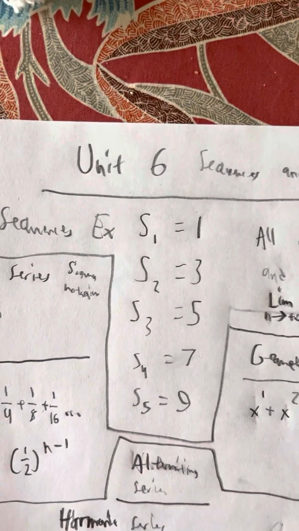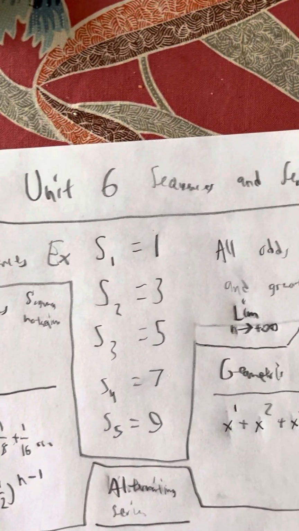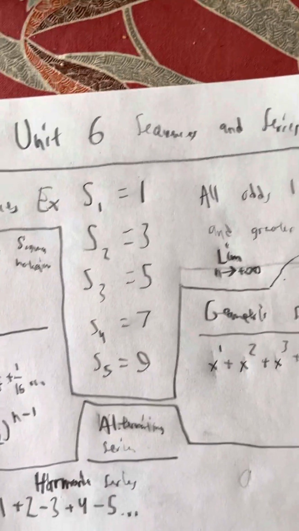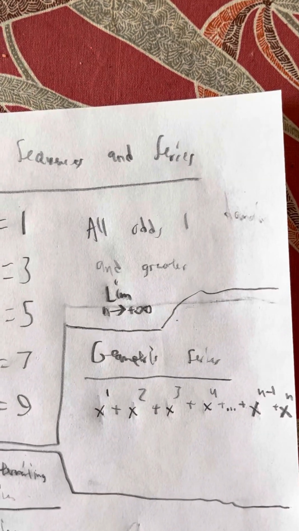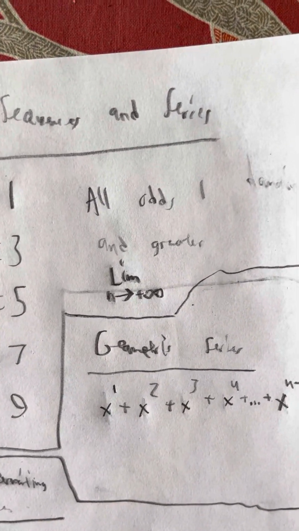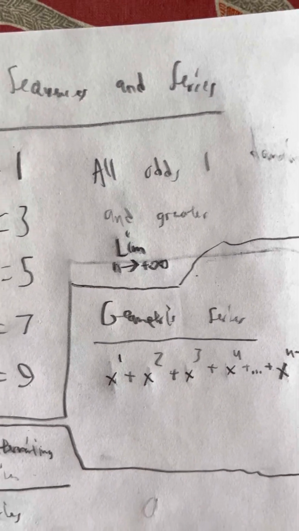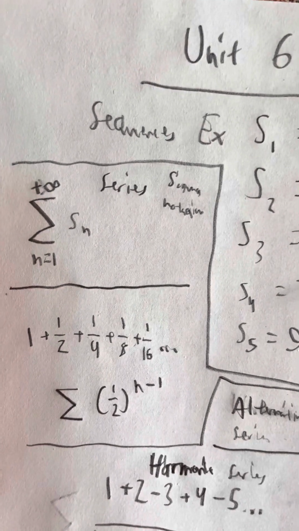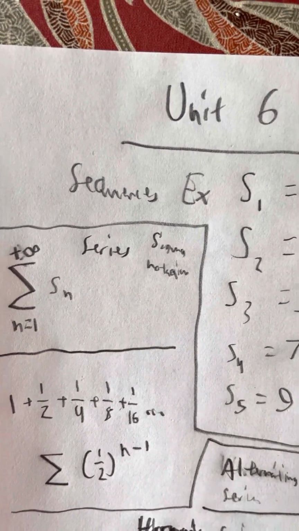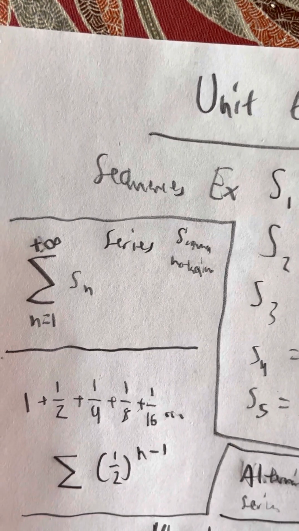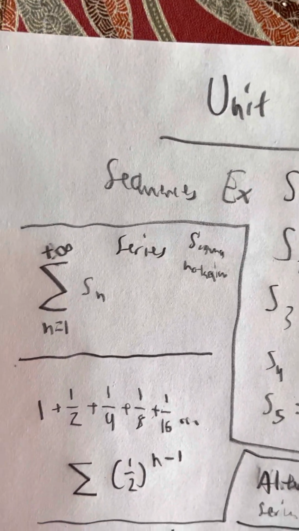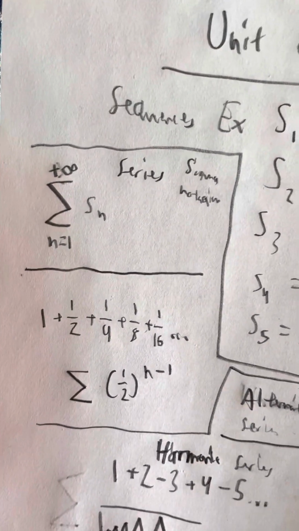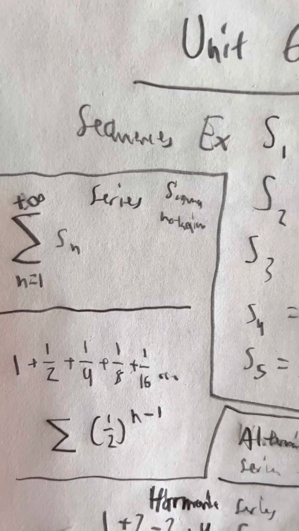Unit 6, sequences and series. Sequences, example, S sub 1 is 1, 3, 5, 7, 9, for like the S subs. All odds, 1 and greater. Limit as n goes to positive infinity. Sequence series. You have this sigma notation where the n goes on the bottom, and positive infinity on the top for this specific one. S sub n, I mean.